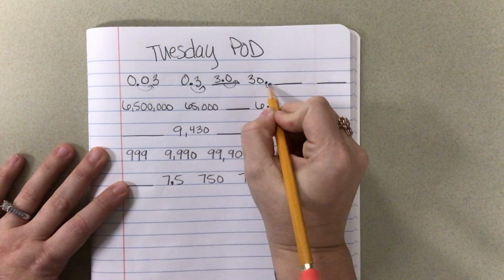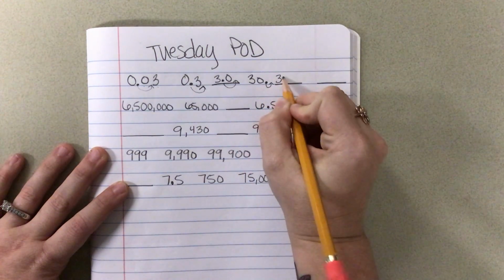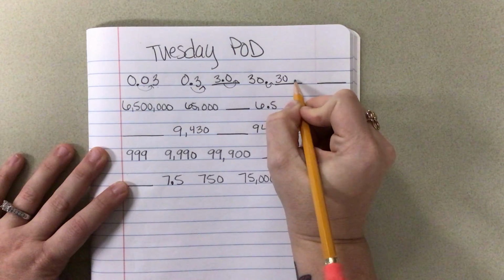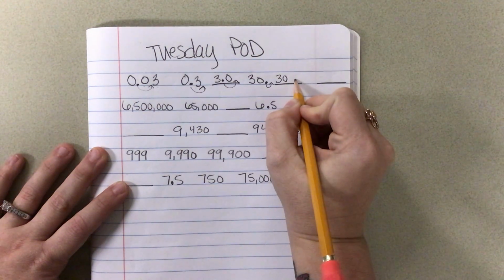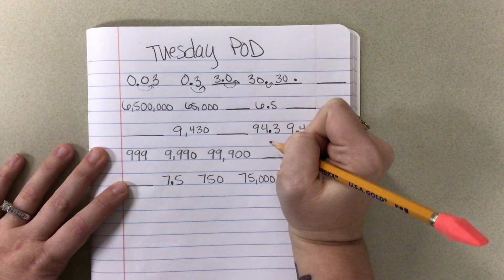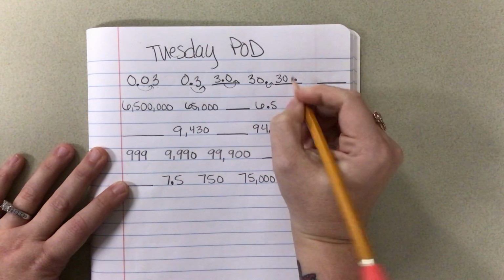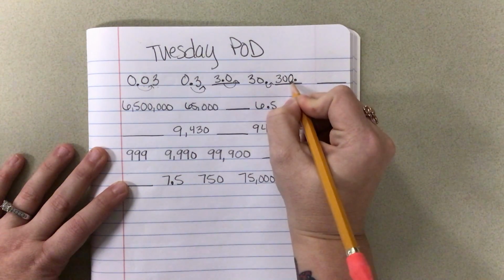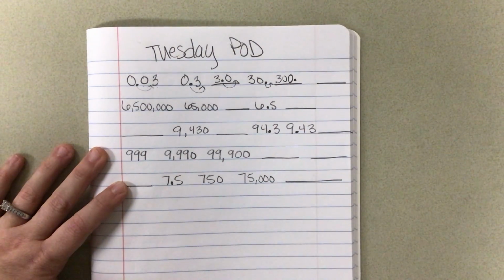So now let's do it again. We take our decimal and we move it over 1. So we have 3, 0. And then we moved the decimal over 1 to here. So what goes in this place right here? A 0. So we have 300.